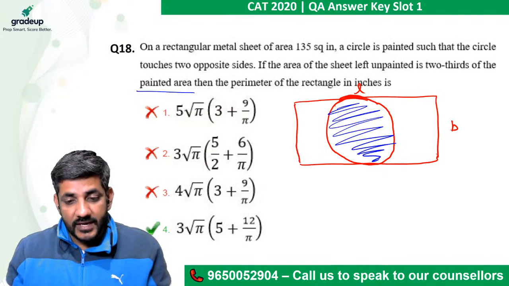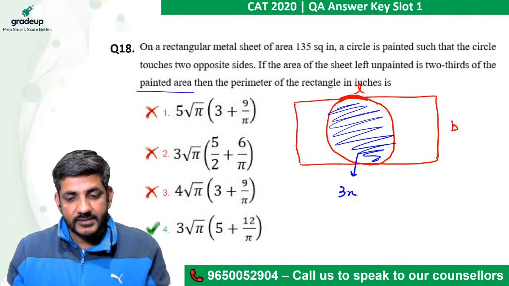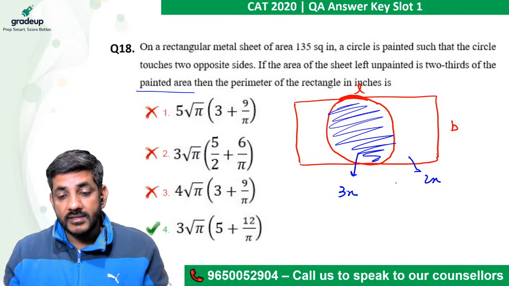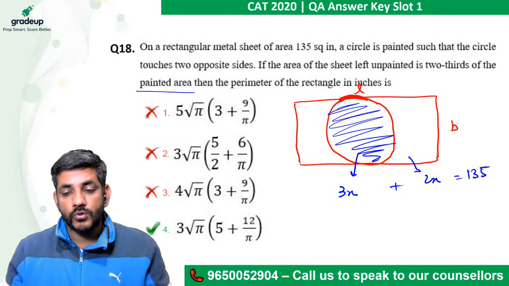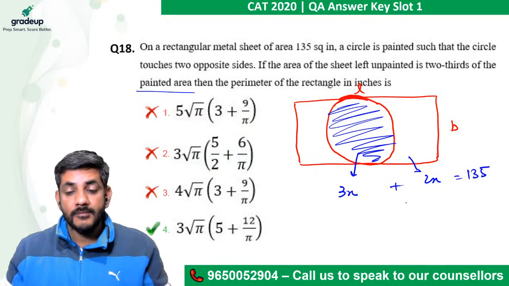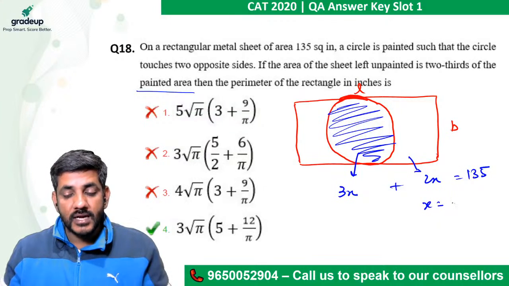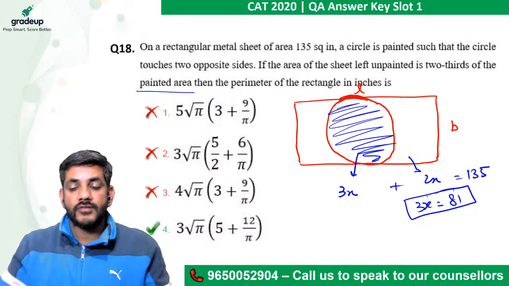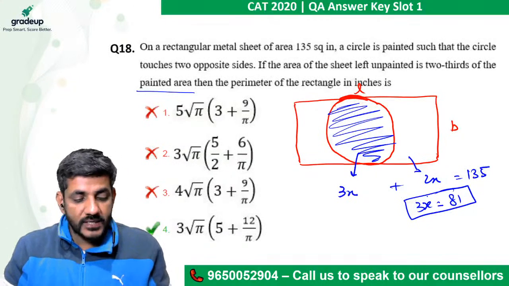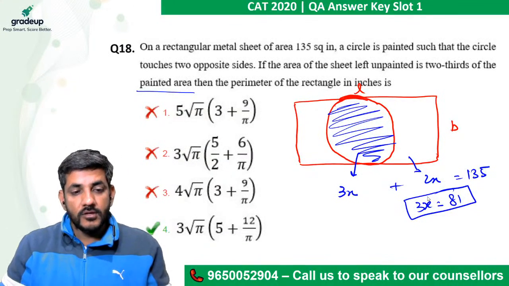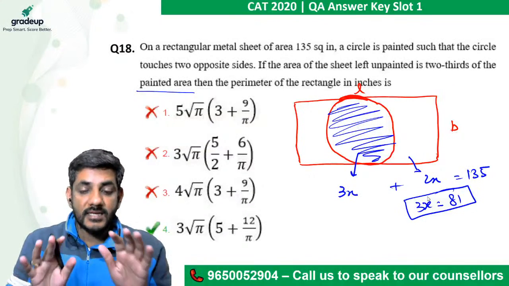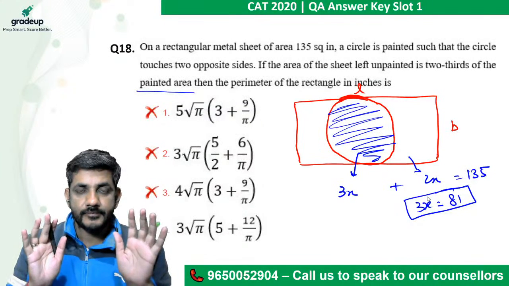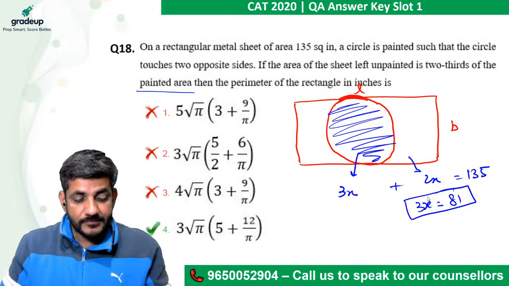That means if this area which is painted is 3x, then this area which is unpainted is 2x, and their sum is 135 because total area of the rectangle is 135. So basically from this you can say 5x is 135, so 3x is equal to 81. So from here I can say that area of the circle is 81.